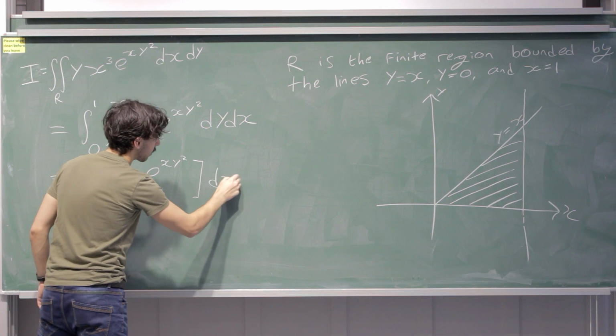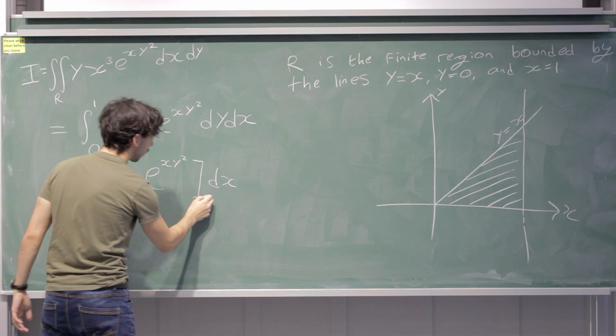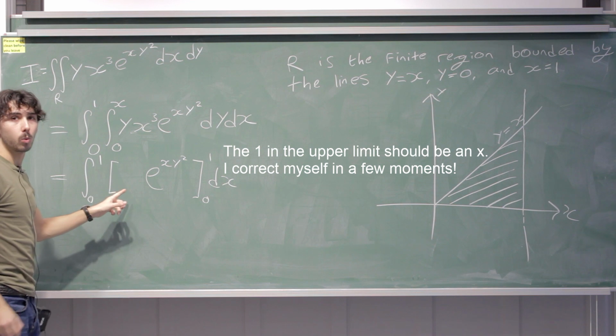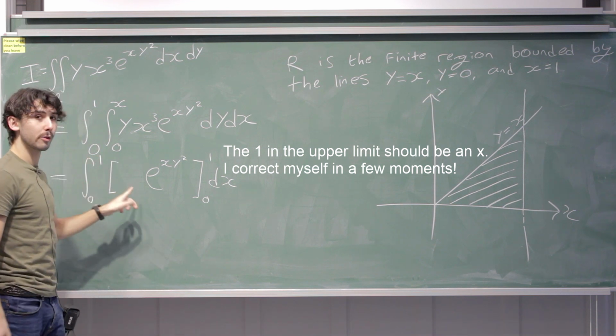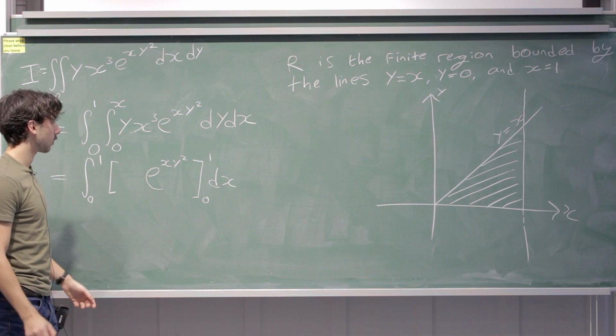And I'm going to just fill in everything else now. So we've got our integral going from 0 to 1. I don't know what will be here though. There will be something here. Let's figure out what needs to go in front of the e to the xy squared.